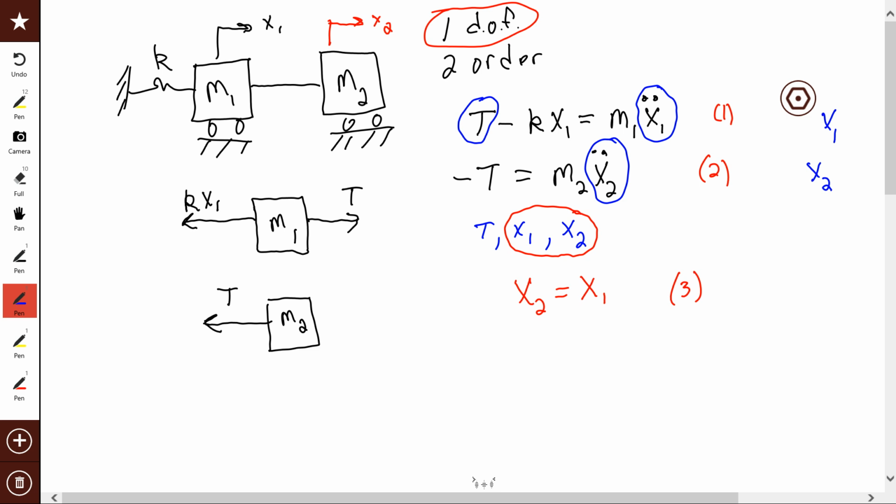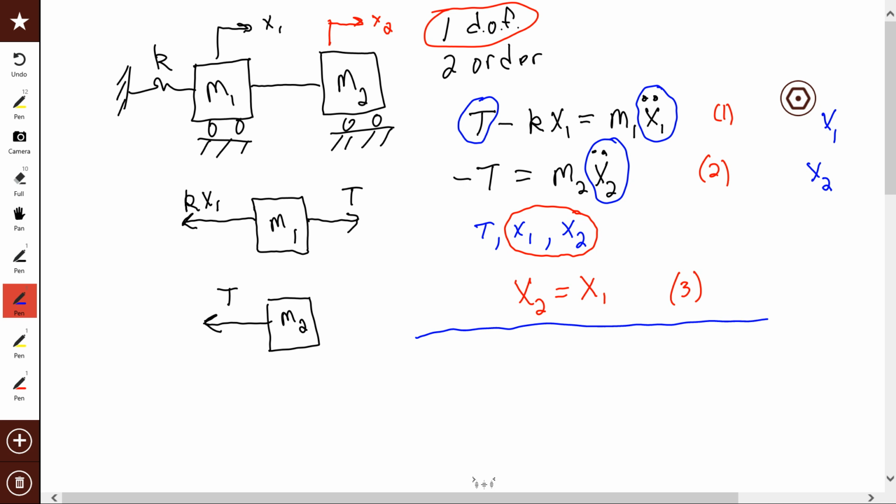Right? Or 2. And then for equation 3, I say, well, what is this guy? Well, I don't know. It's either x1 or x2. So I'm not quite sure what I'm solving there. But what the output variables are going to be is x1 and x2, not t. So anyway, let's draw a line here.